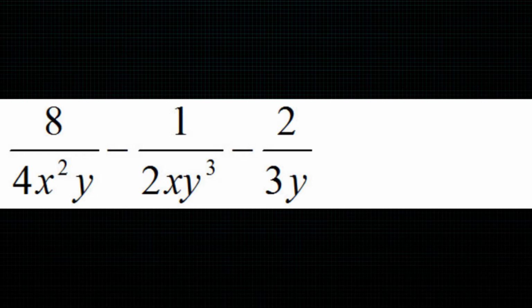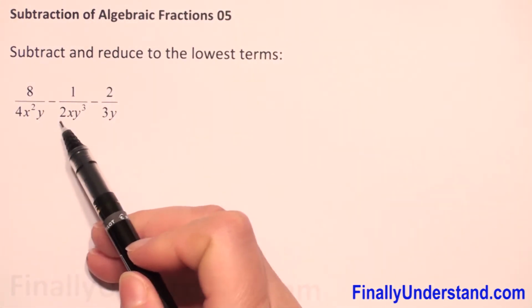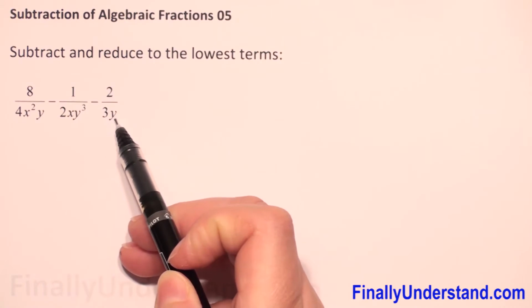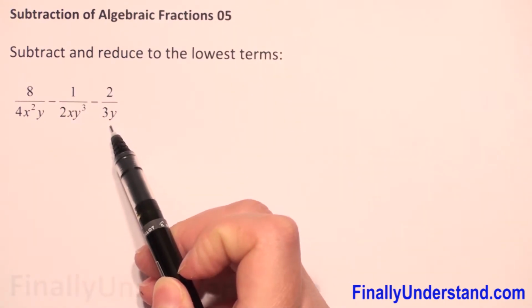We have subtraction of algebraic fractions. How do we do this? We need to have the same denominator. So first let's check what we have here. We have 4x squared y, 2xy cubed and 3y. And we have multiplication in the denominators.